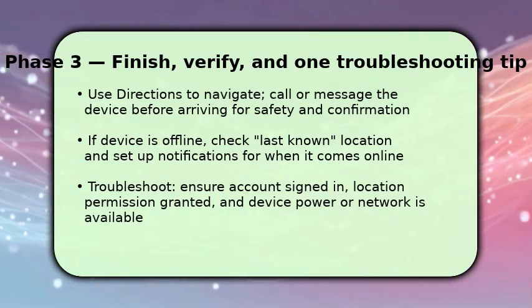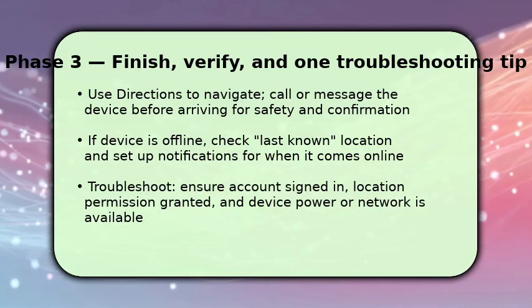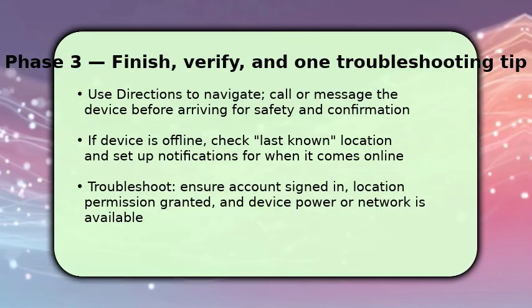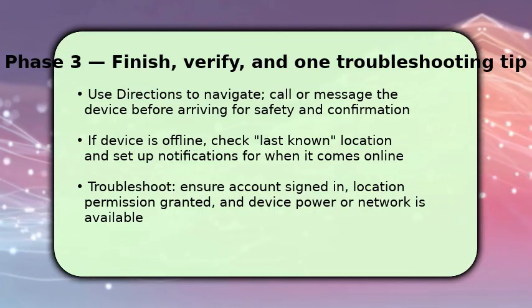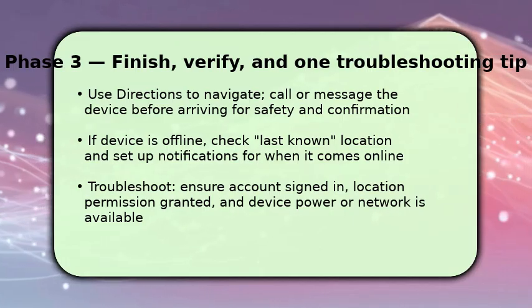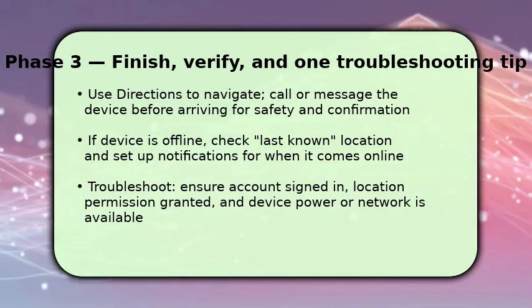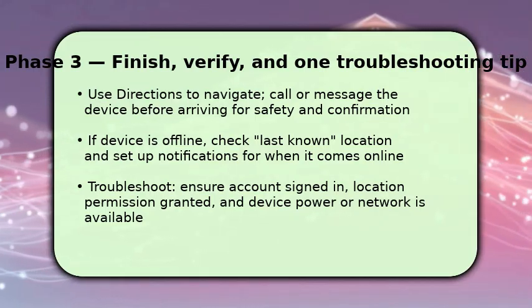You now act. Use directions to navigate to the shown location, and call or message the phone so the person knows you're coming. If the device is offline, rely on the last known location and enable alerts to notify you when it reconnects. Make sure to prioritize safety. Avoid confronting anyone in a risky situation. Contact authorities if you believe someone is in danger.